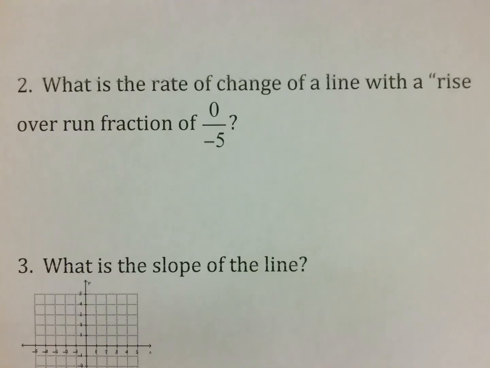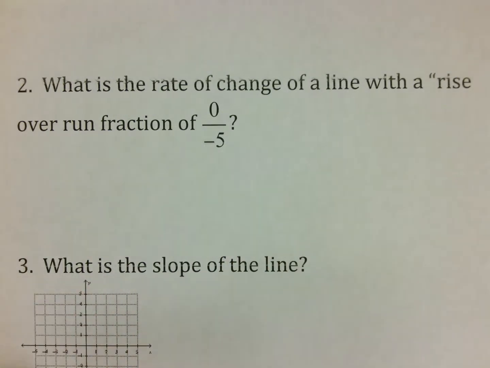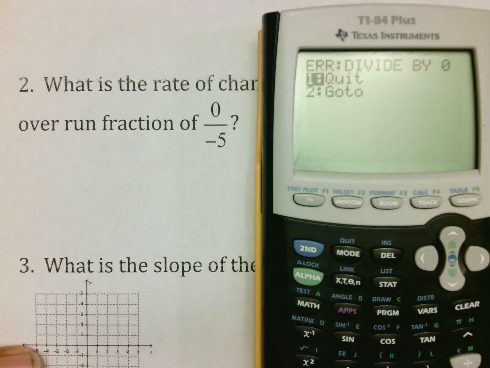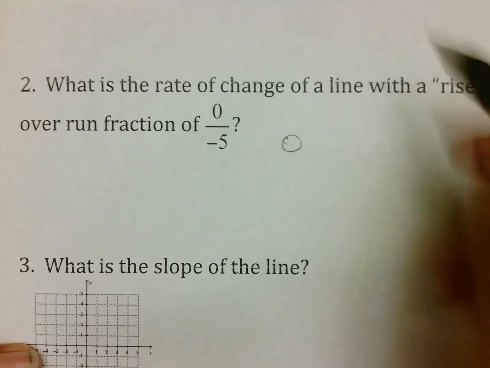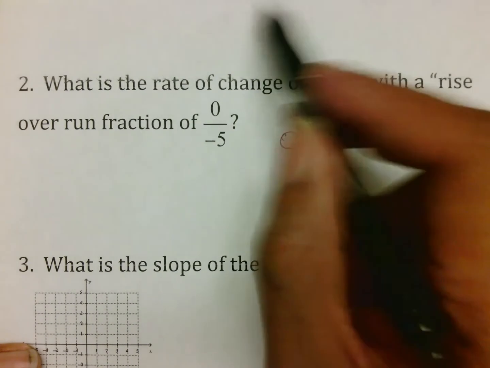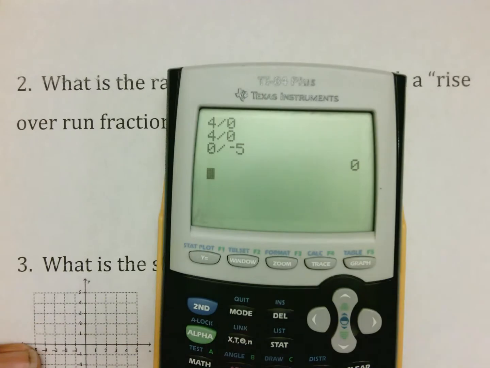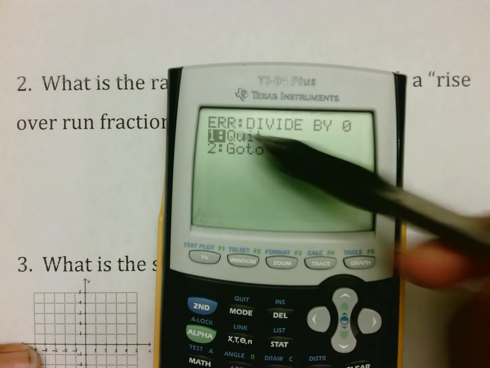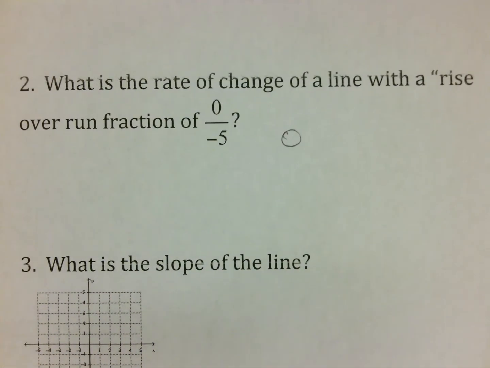Question number 2 on your quiz said, what is the rate of change with the line rise over run of 0 over negative 5? Again, type this into your calculator, 0 divided by negative 5, and notice that the calculator gave me the answer of 0. One of them gave me an error, the other one gave me a 0. Error means that it doesn't exist, so it's undefined. 0 means the answer is actually 0. Notice that the calculator actually told me the answer is 0 here, whereas when I put in 4 over 0, it gave me an error and a big message saying, I don't know what you're talking about, don't do that again.